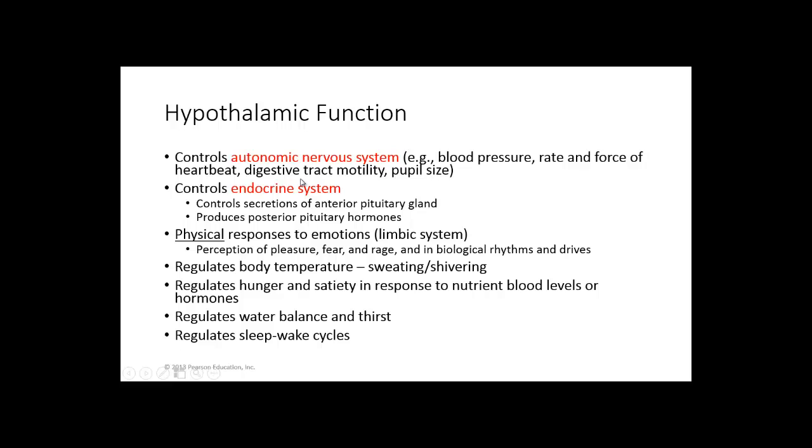Control of temperature is another important function of the hypothalamus. Gland secretion, which is part of the endocrine system, is controlled by the hypothalamus. Recall that the pituitary gland extends from a stalk from the hypothalamus. So the hypothalamus is a major controller of the pituitary gland, and it actually produces hormones that are stored in the posterior portion of the pituitary gland.